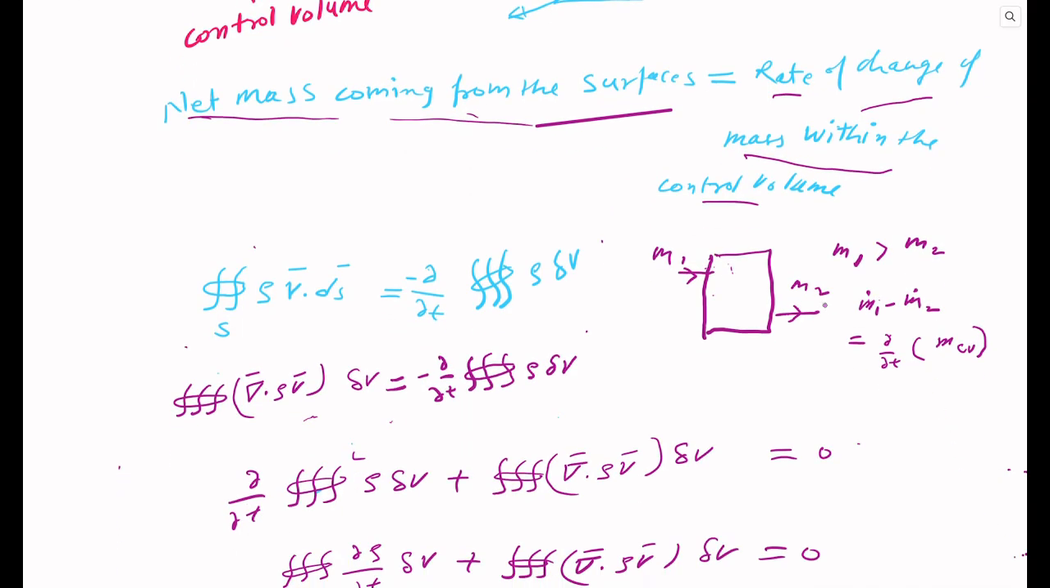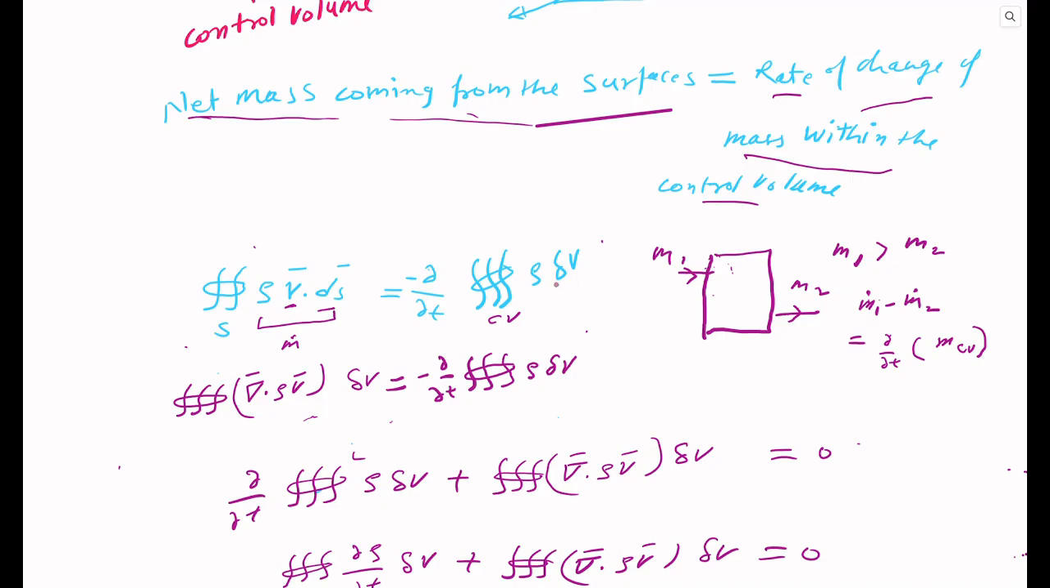So we can write this: this is the velocity of the fluid, and this is the cross-sectional area. So this becomes the volume flow rate. This is multiplied by the density, and this becomes the mass flow rate. Mass flow rate we generally represent as m dot. So this is the mass flow rate coming through the control surface. This equals the rate of change of mass within the control volume, so I am writing it as CV, control volume.